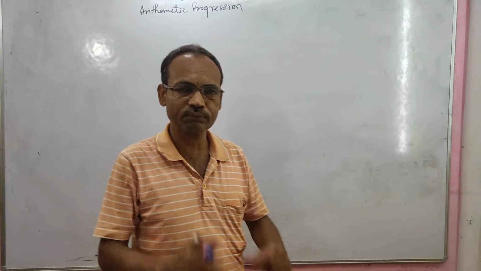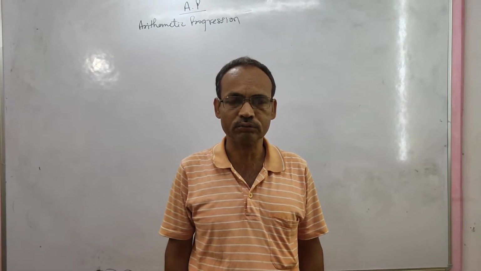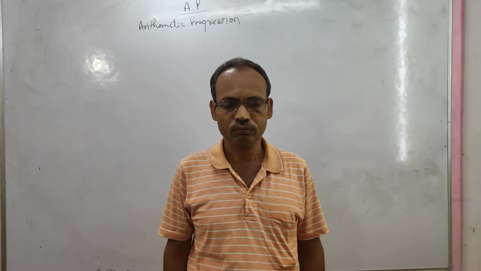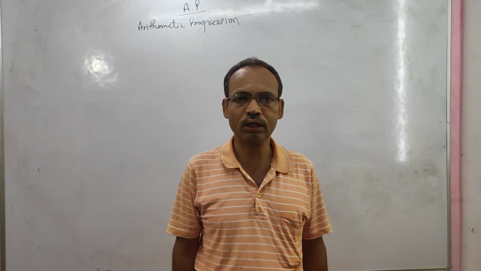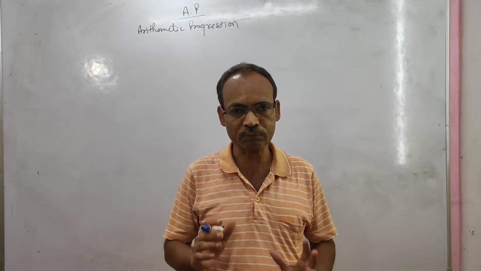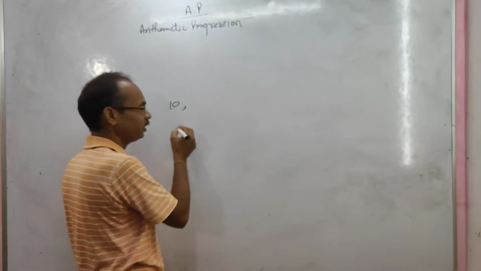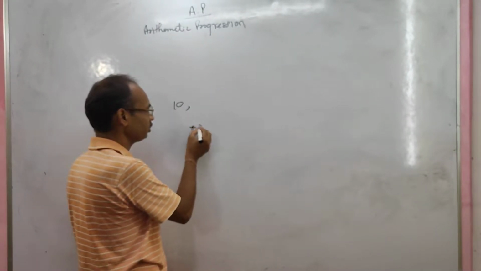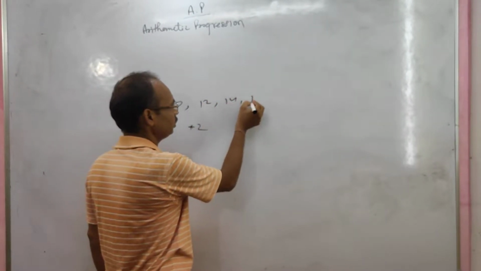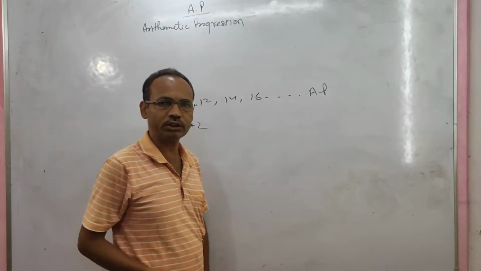What is AP? Adding or subtracting the same number to get a sequence of numbers is known as AP. First of all, if 10 and then add plus 2 in every step: 12, 14, 16 and so on. These are in AP. It is very easy.